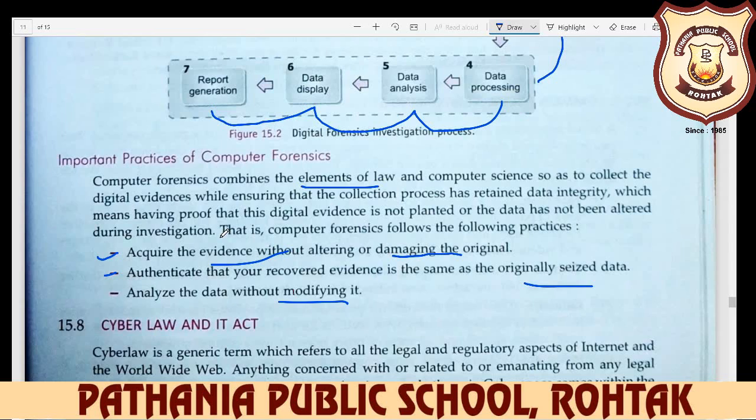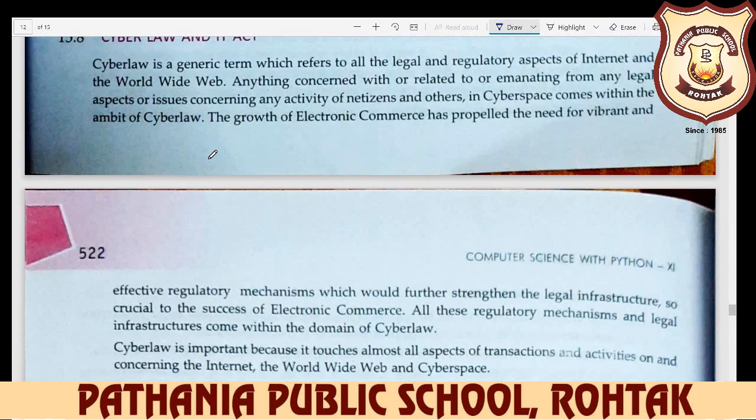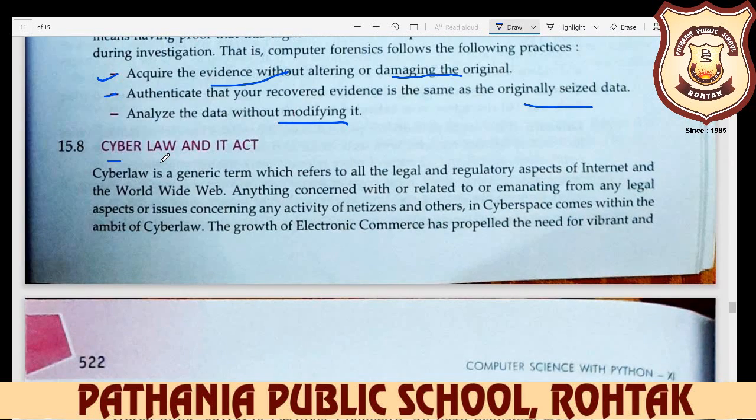So the next term is cyber law and the IT Act, the Information Technology Act. Here we can discuss cyber law. What do we mean by cyber law? These are the internet rules that are made for you. So all the rules of the internet, when you are using the internet, when you are doing anything, when you download or so, these are all cyber law.